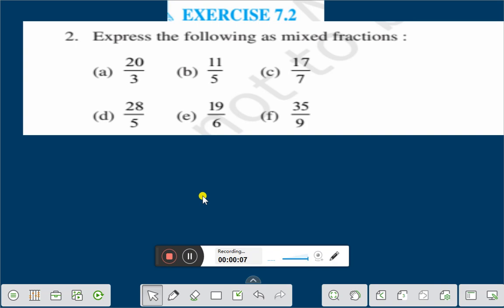Express the following as mixed fractions. A: 20 by 3, B: 11 by 5, C: 17 by 7, D: 28 by 5, E: 19 by 6, and F: 35 by 9.